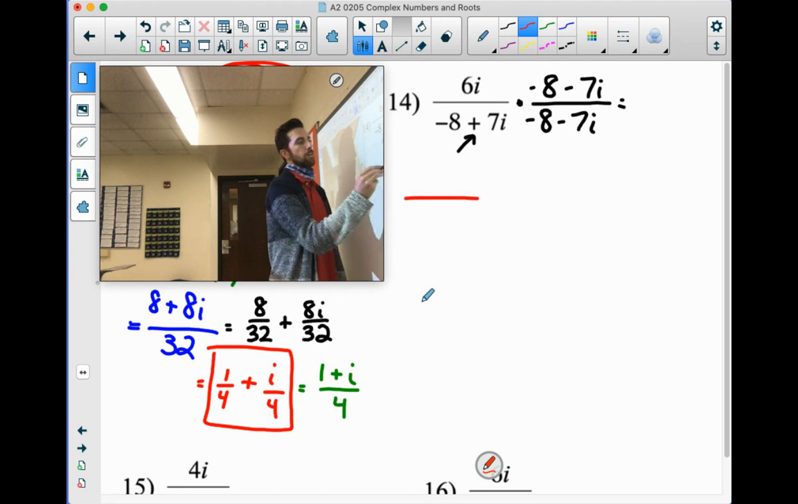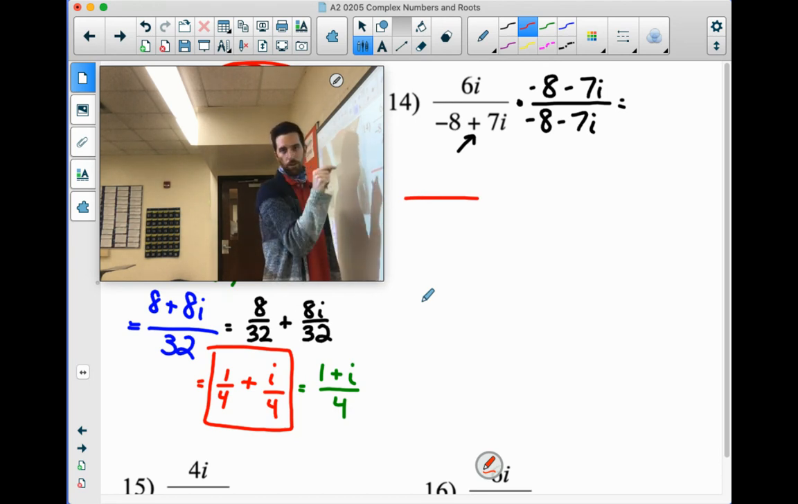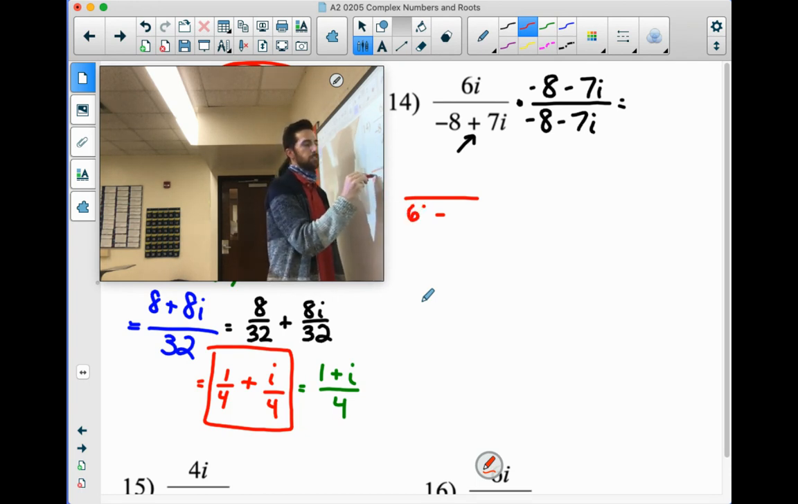So remember, the whole reason you use this is so you can square the first term, put a minus, and square the second term. Negative 8 squared is positive 64. Minus 7i squared would be 49i to the second power.